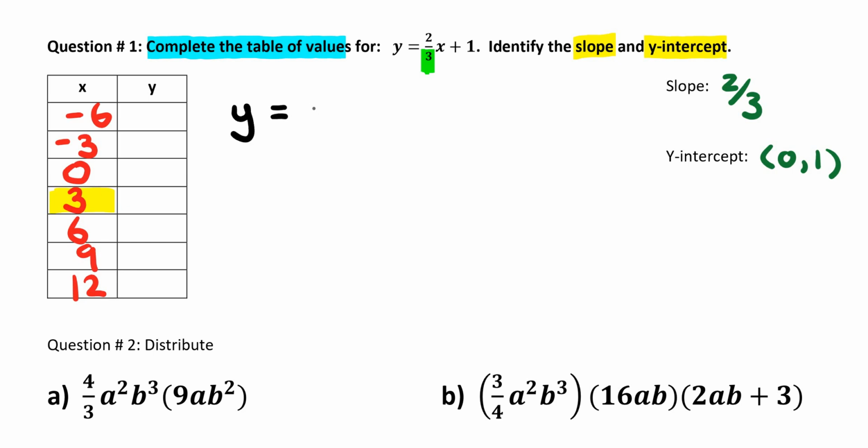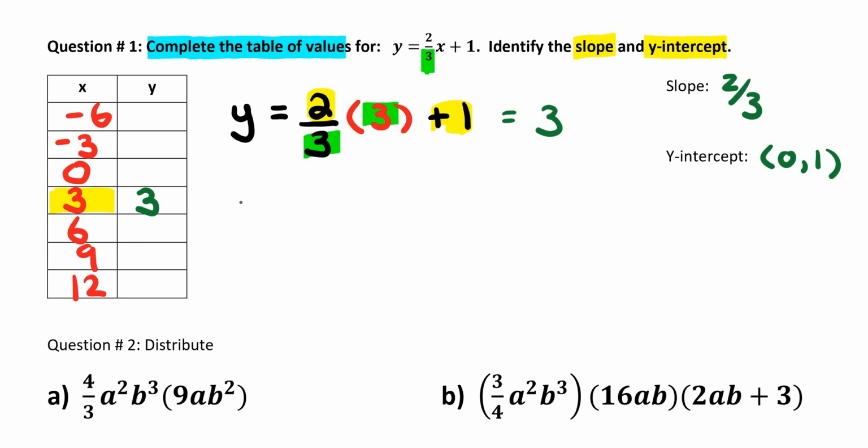I have y equals 2/3, and my first x value is going to be a 3, and then we add the y-intercept, which is +1. Now, I recommend that you divide first. So 3 divided by 3 is 1, and then 1 times 2 is 2, and then 2 plus 1 gives you a value of 3. So you get a very nice answer of 3 when x equals 3.